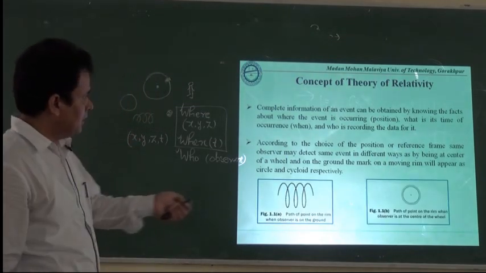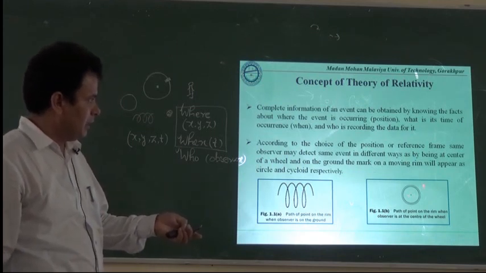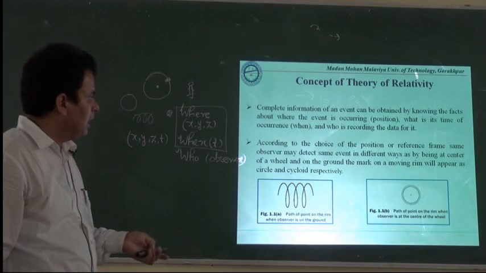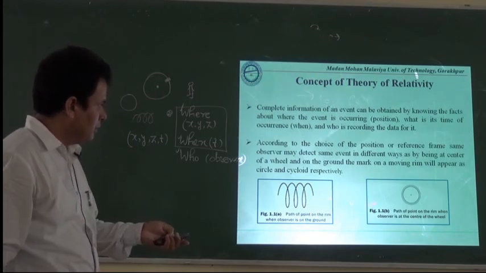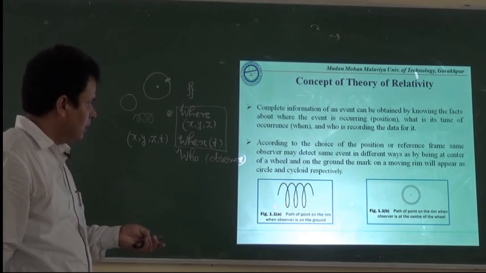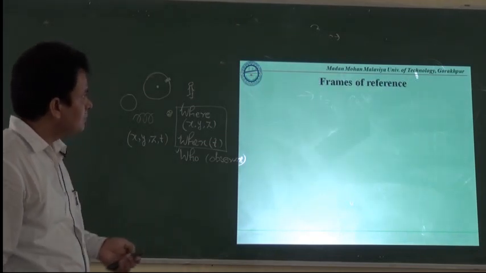If a person or the observer is at the center of this ring, then it will appear just as a circle, and if the observer is outside, that is on the ground, then the motion will appear in the form of a cycloid.